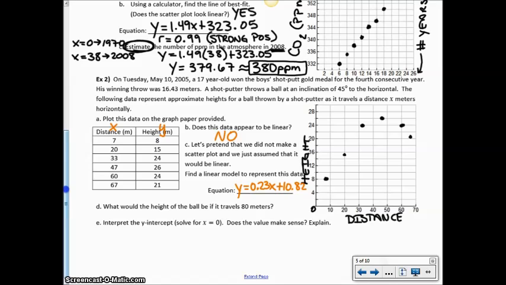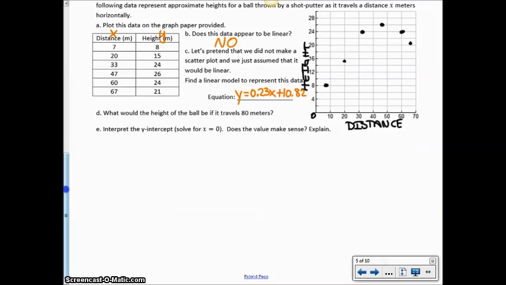It says, what would the height of the ball be if it travels 80 meters? So if it travels 80 meters, meters is our distance, okay? So height in meters is different than distance in meters. It says it travels 80 meters, not that it is 80 meters high, we want to know our height. Okay, so that's our x.